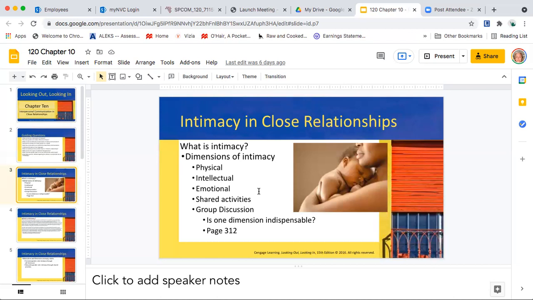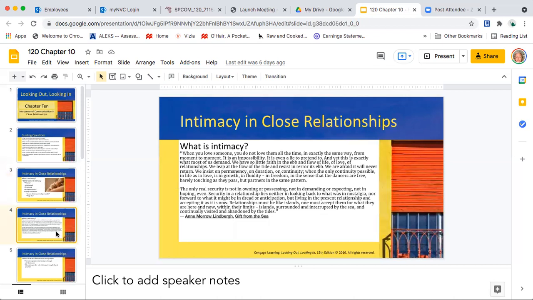And any kind of shared activity that two people are participating in, especially just willingly doing so, has the strong possibility of creating a bond or deepening the bond or reestablishing a bond. All right, let's move on.